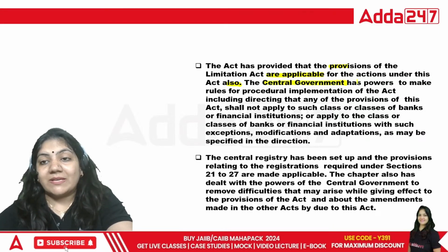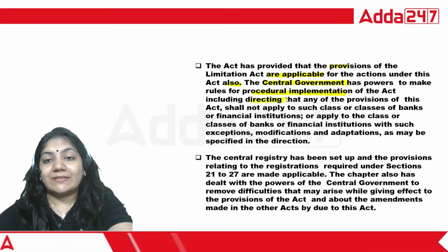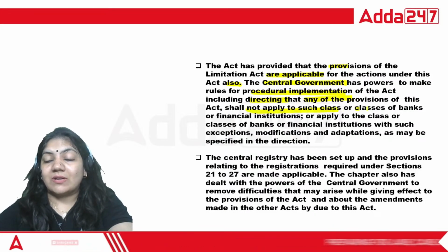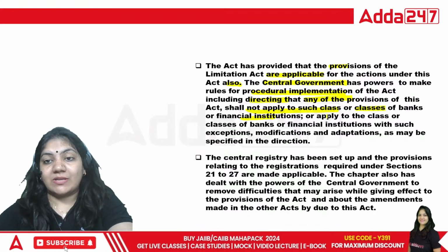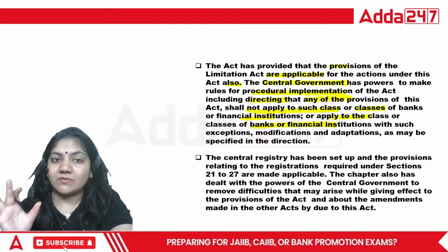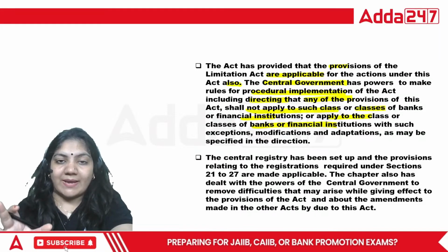The central government has power to make rules for procedural implementation of the Act, including directing that any provision of this Act shall not apply to such class or classes of bank or financial institution, and apply to other classes of bank and financial institution. So it is totally in the hands of the central government which provision will be applied to which bank and which financial institution.